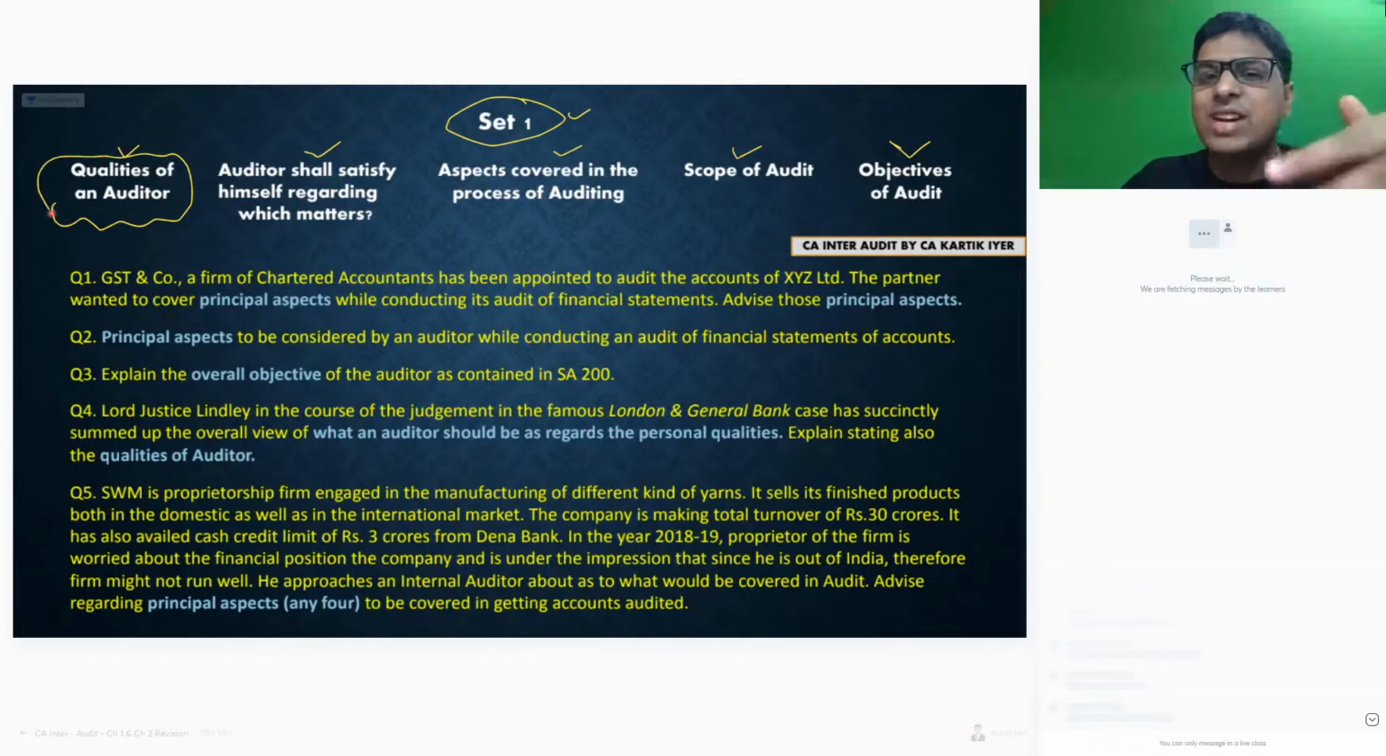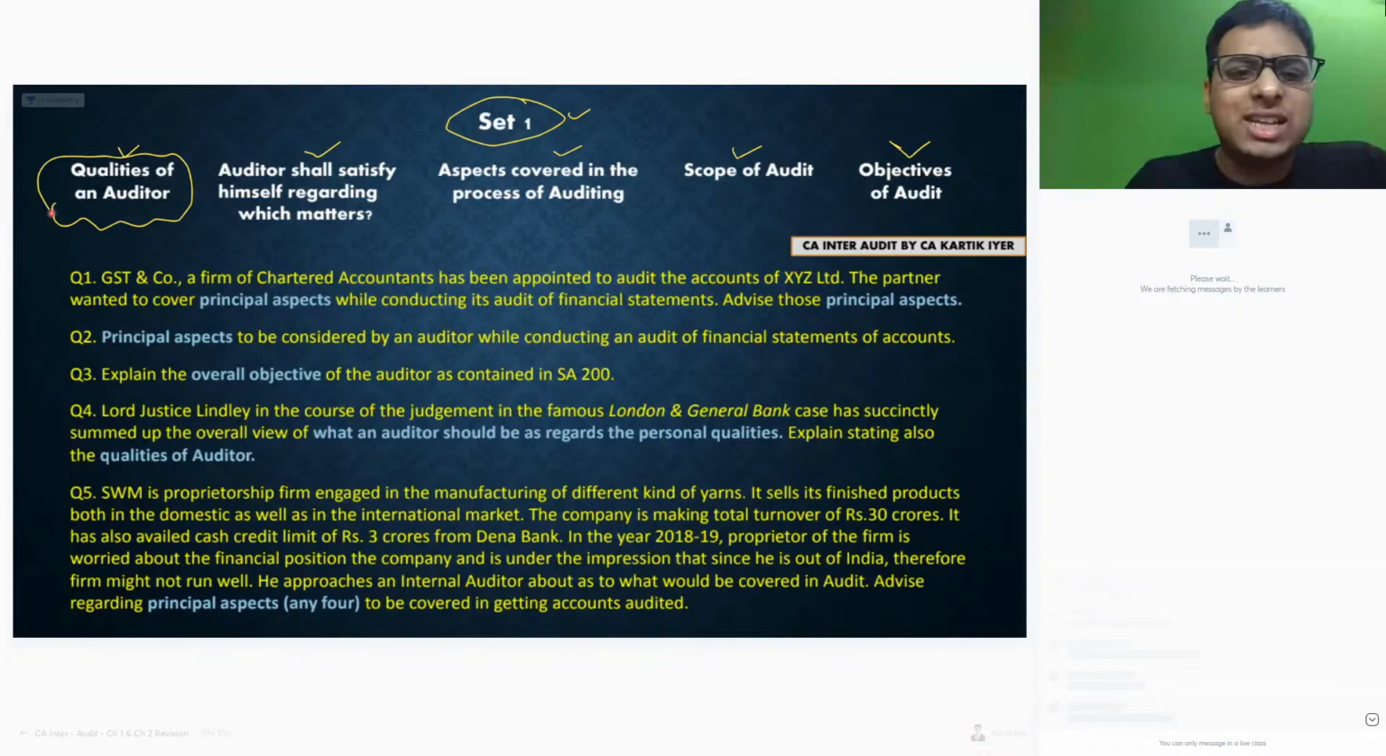Imagine if I have an entire batch with you, and I am able to teach you with these kinds of stories, songs, memorizing techniques, which are fun to learn. You will score excellent marks in audit. Okay. So that is just an example in relation to qualities of an auditor.